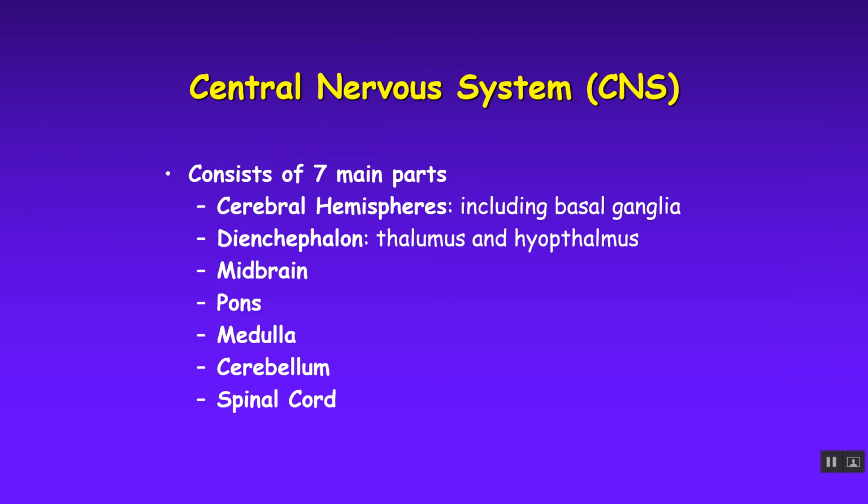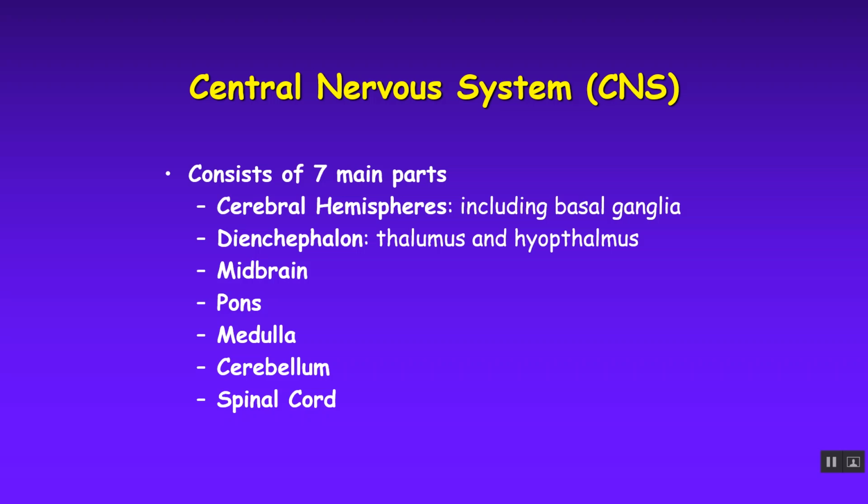So now we've gone through neurons and neuroglial cells. Now we're going to the central nervous system. It's generally considered to have 7 main parts. Some textbooks will not have 7 parts, but anyway, we're going this route with 7 main parts. You have the cerebral hemispheres, the thing you think of when you think of the brain proper, these big, wrinkly things up here in your brain.